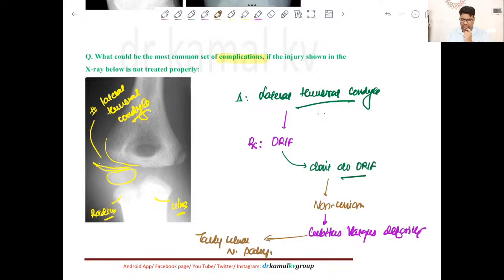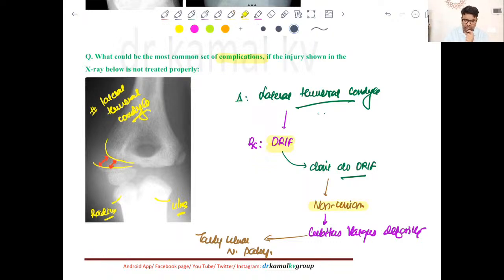Fine. So this is, yes, KK, you are absolutely right. And why will it go into non-union? Because you see, this is one end, right? And this is the other end of the fracture. Now there is so much of gap. A bone cannot unite with so much of gap. Therefore we always say do open reduction internal fixation, because until and unless you approximate both these fragments, they are not going to unite. So therefore the complication will be non-union.